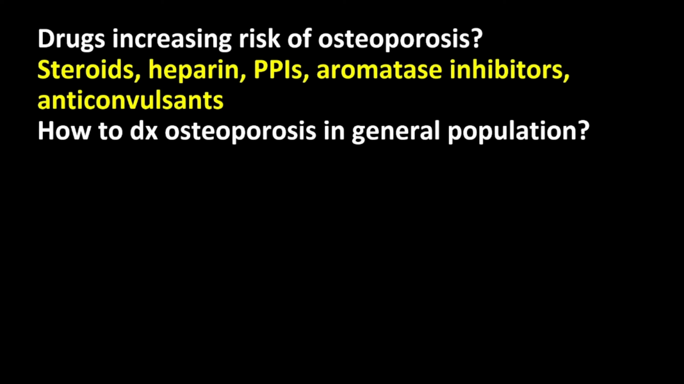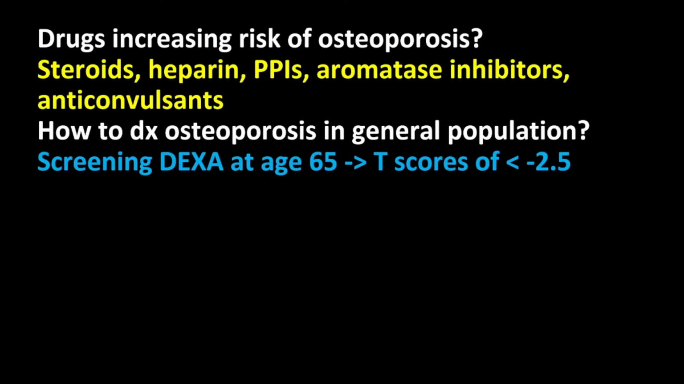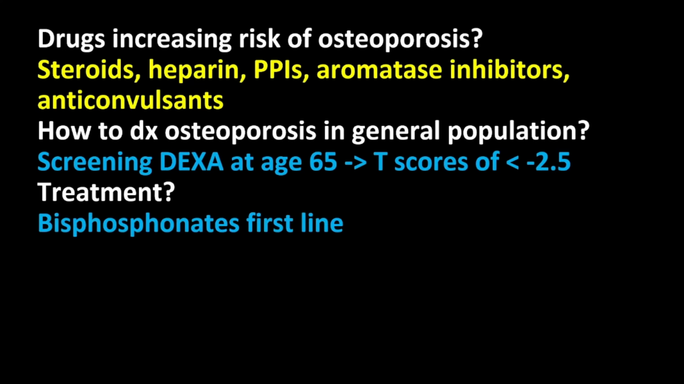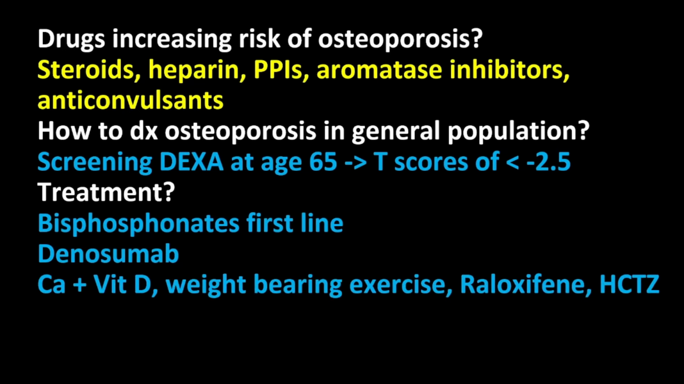In the general population, what is the screening criteria for osteoporosis? So at age 65, a screening DEXA is recommended, and then a T-score of less than -2.5 is diagnostic of osteoporosis. And as I mentioned, treatment typically involves pharmaceutical treatment with bisphosphonates or denosumab, which is a monoclonal antibody, but also calcium and vitamin D supplementation, weight-bearing exercise, and you can consider raloxifene and hydrochlorothiazide.